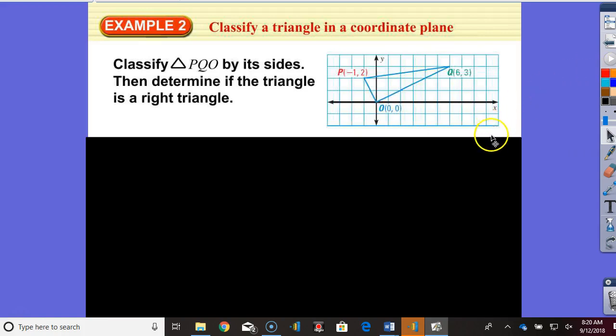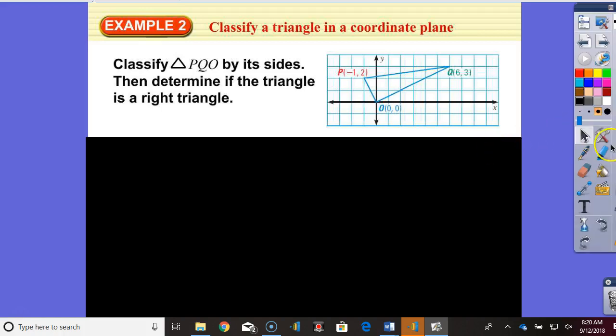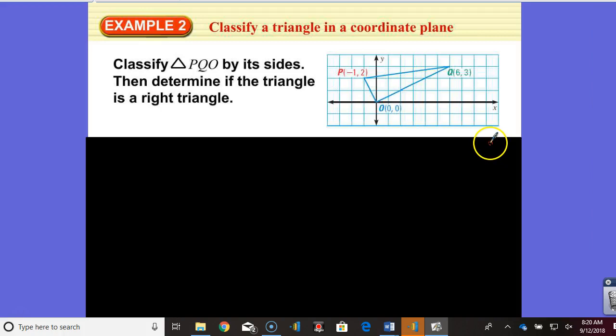Classify the triangle by its sides. Then determine if the triangle is a right triangle. Alright, so classify it by its sides. Well, we need to know what our side lengths are. Just like yesterday, remember yesterday we did the Pythagorean theorem? We showed the video from Vocabulary, Pythagorean theorem. When you know two sides, you can find the third. A squared plus B squared equals C squared. Solve for the square root, and you're almost done.